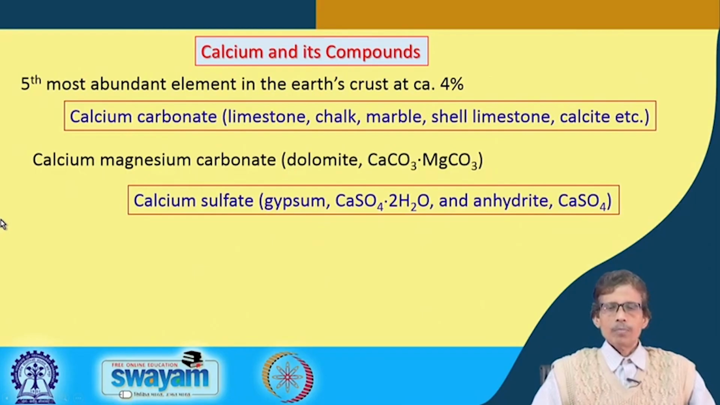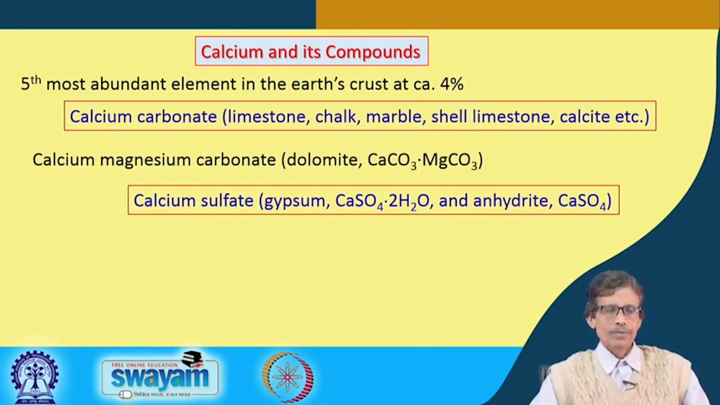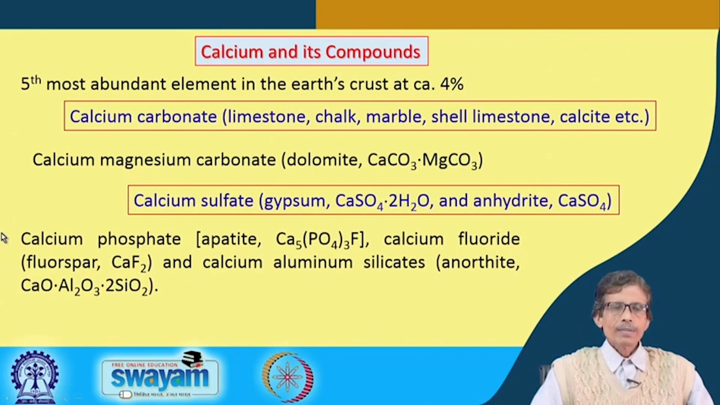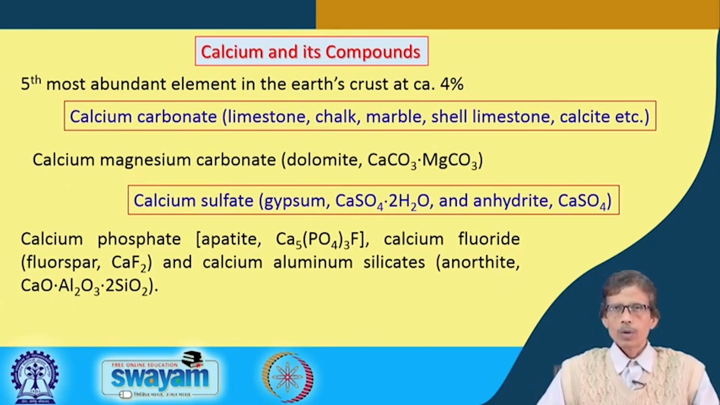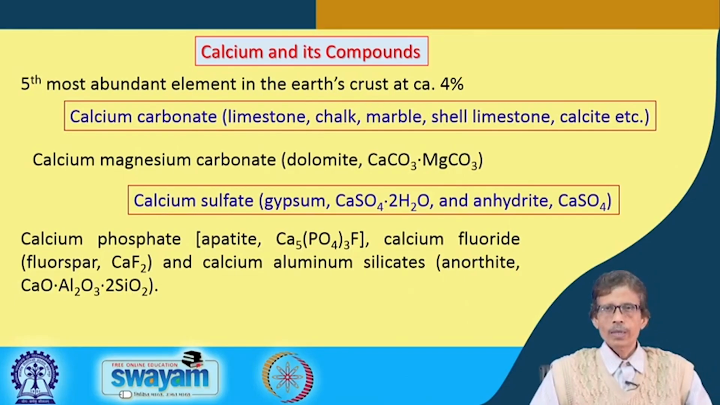Then we have gypsum. So, you see, starting from limestone to dolomite to calcium sulfate, which is gypsum, we can have the corresponding anhydrous form, which is anhydrite, and one other form in between, the plaster of Paris. Then we have calcium phosphate, which is apatite, the fluorapatite, then calcium fluoride, which is also fluorspar. We have already talked about it while discussing the isolation of fluorine and fluorine-based materials, the acid spar and all these things we have already discussed in our previous classes.